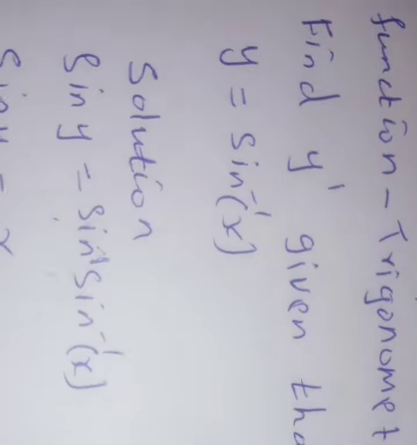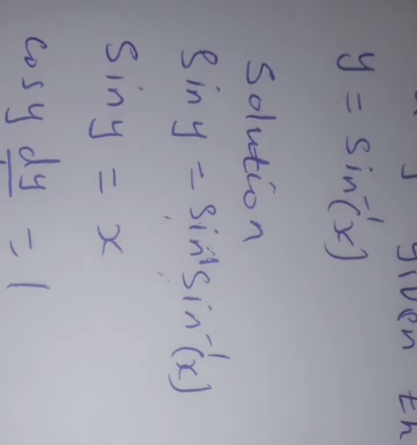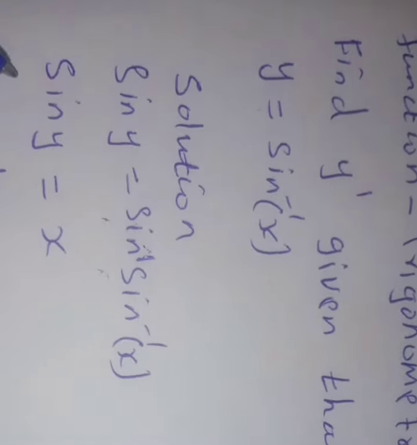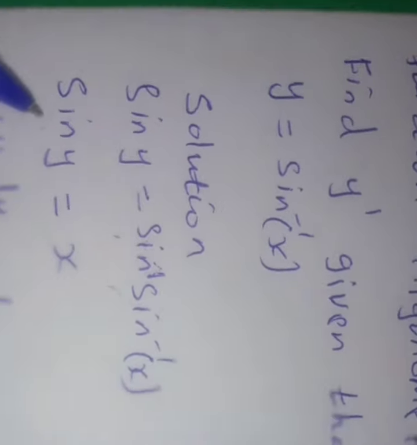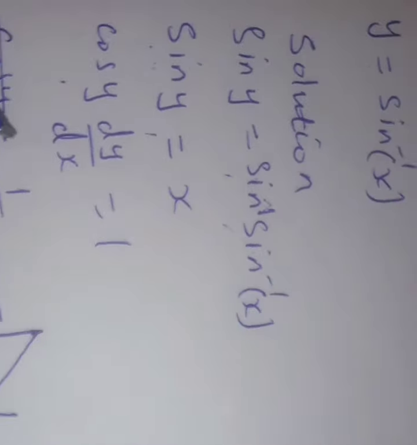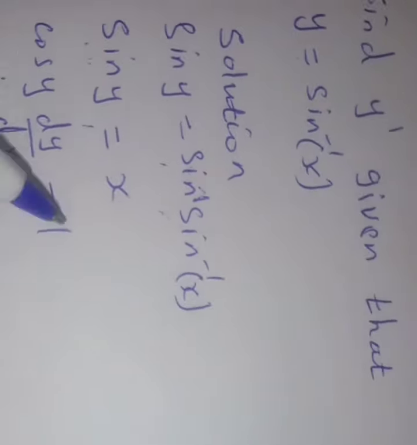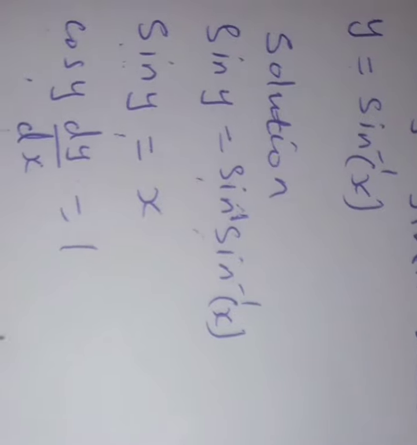Then this function is an implicit function, so we differentiate it implicitly. On the left hand side, we differentiate this function with respect to x. So sine y differentiated is equal to cos y, and because it is an implicit function, we multiply by dy over dx. On the other side, x differentiated with respect to x gives us 1.